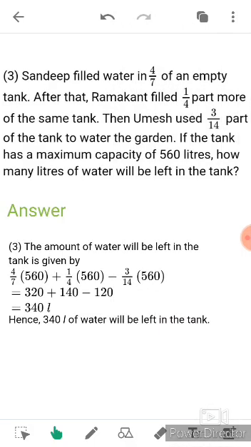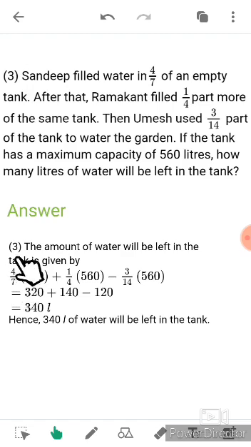Question number 3. Sandeep filled water in 4 upon 7 part of an empty tank. Means one tank is there and Sandeep filled water in that particular tank, that is 4 upon 7 part. And after that Ramakant filled 1 upon 4 part in the same tank. And then Umesh used 3 upon 14 part of the tank to water the garden. Means if the tank has a maximum capacity of 560 liters, then how many liters of water will be left in the tank? So we will have to find out the water that remains in the tank.